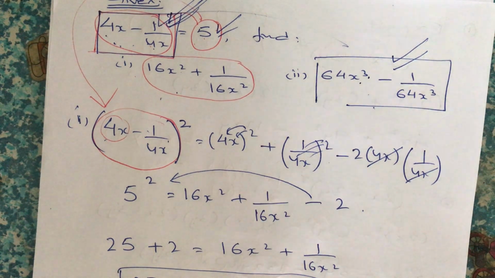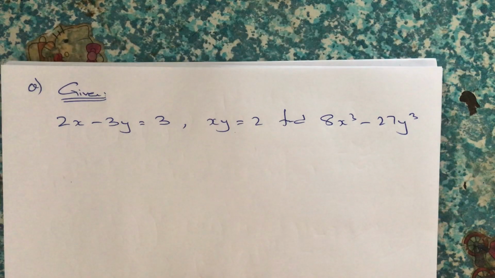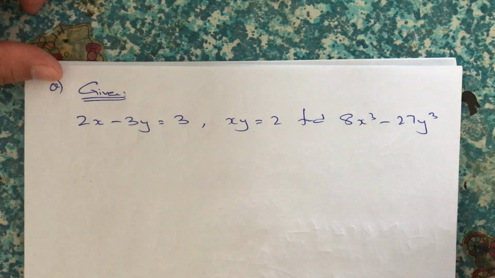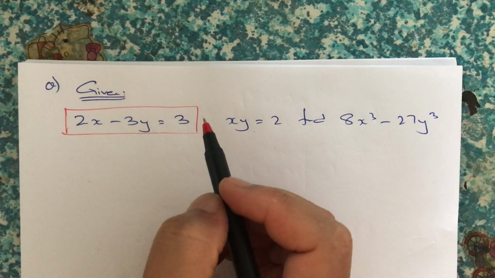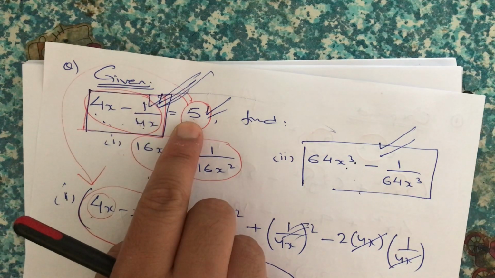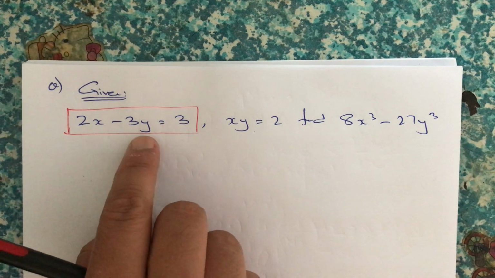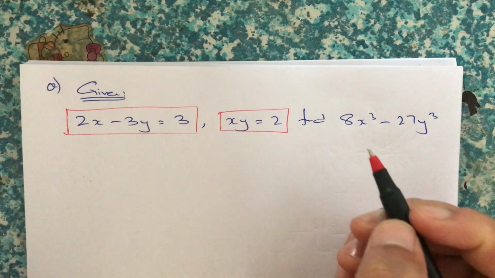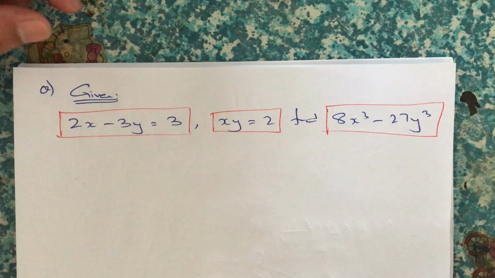Okay, so now let's do another similar type of question. Let's say this is the question that has been given. It's similar but not exactly the same. Over here, instead of 1 thing being given, like there was only 4x minus 1 by 4x given as 5, over here there are 2 things that are given. 2x minus 3y is equal to 5, plus they're saying xy is equal to 2, and then they're saying find this. So over here also, like in the previous sum, we'll apply the same logic.